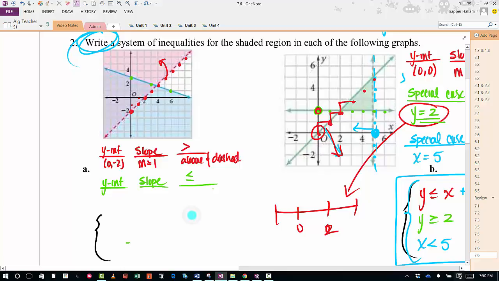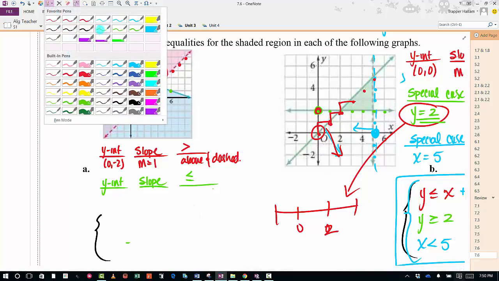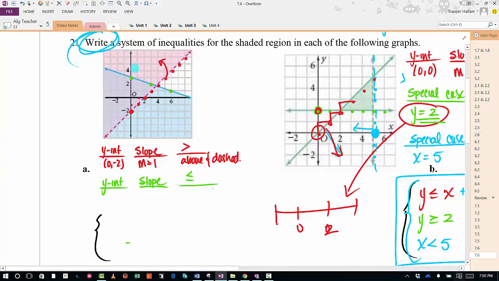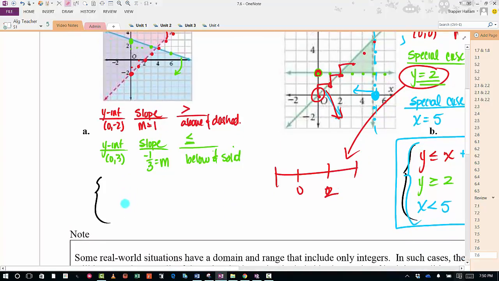Okay, so let's do the green line at this point. So the green line, if we look at this line, which is here, it was nice enough to give us a y-intercept. It looks like it's a y-intercept of 3, so I'm going to write 0, 3. My slope for this one looks like I'm down 1, 1, 2, 3. So down 1, right 3. That's my slope. And it's a solid line, so it gets an equal sign underneath. And my shading seems to be below, so I'm going to say below and solid. Got all the information I need, so I'm going to go ahead and attempt to write this system now.